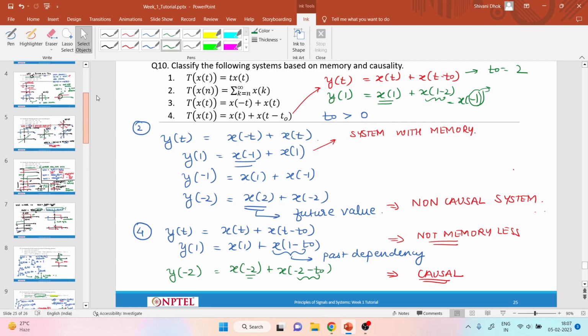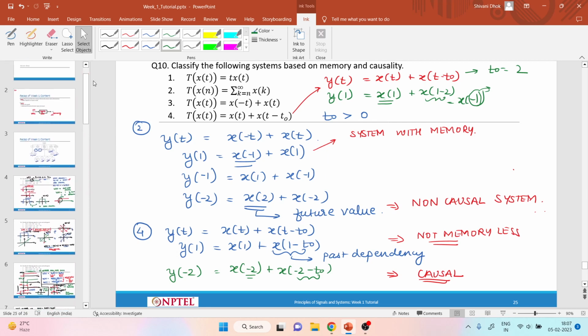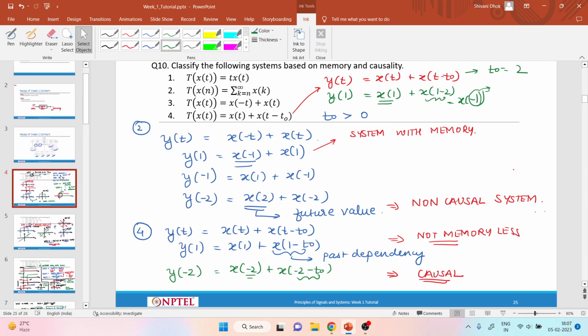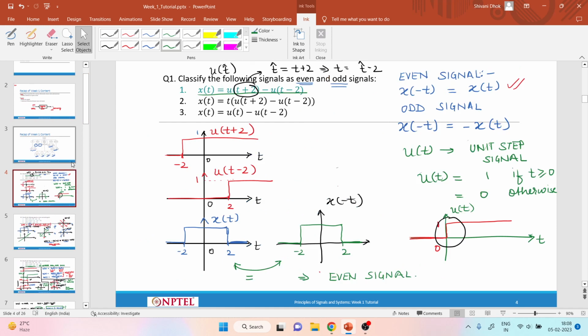And another request I am getting is for question 1, that is this odd and even signals classification. Okay, so I'll explain the first one. Do I need to explain entirely? Okay, let's start. X of t is equal to u of t plus 2. Let's do this completely again, the first one.